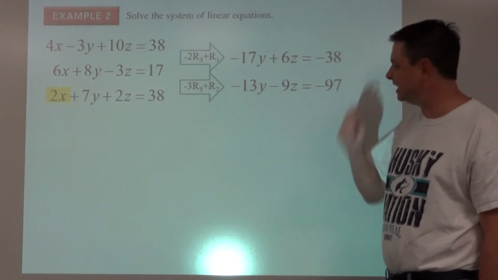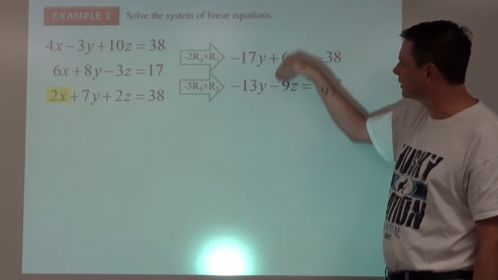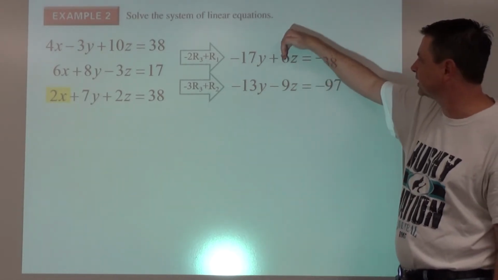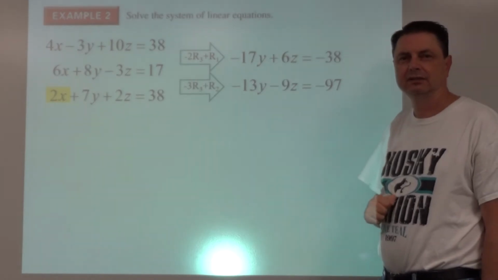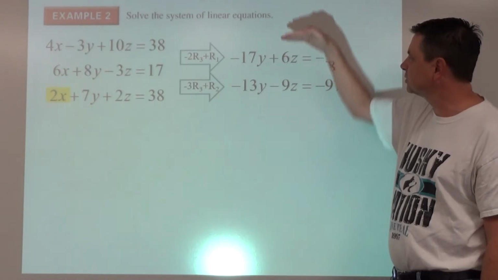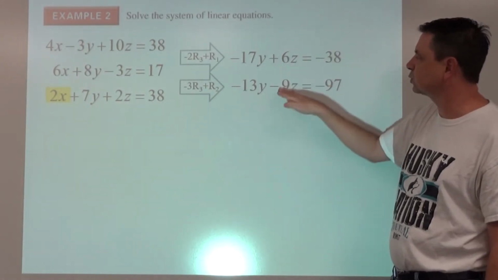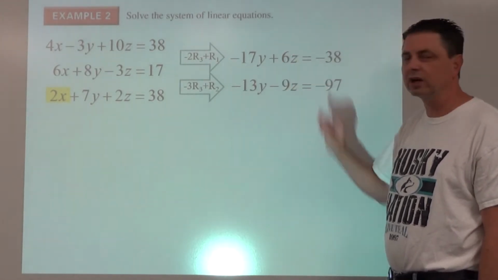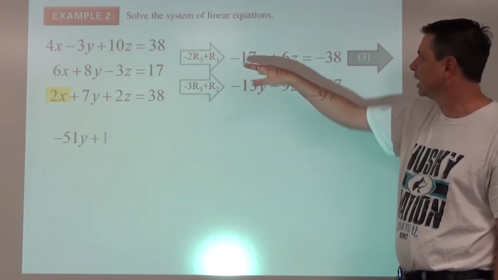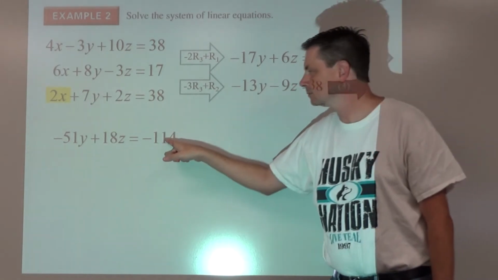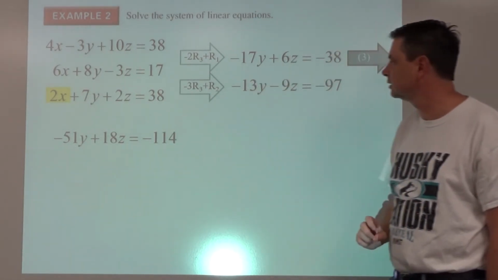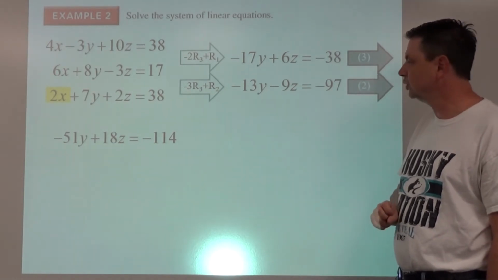Kind of looking at the z, so I already like the fact that they're opposite signs. What would be the least common multiple between 6 and 9? It would be 18. So if we multiply this one by 3 and this one by 2, we're going to be able to eliminate. So top equation by 3. Don't forget the right side. That's a common place for errors. Bottom one by 2.